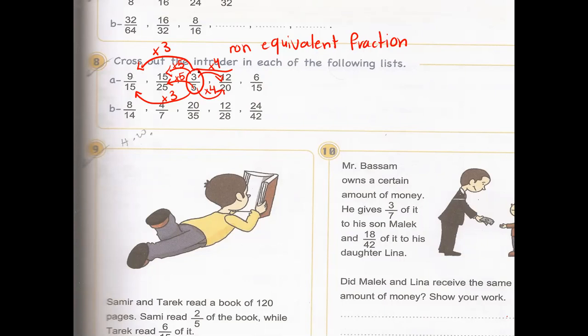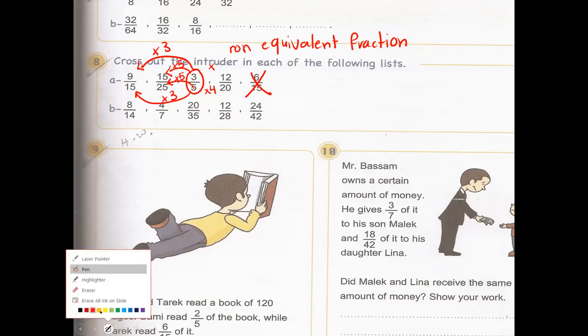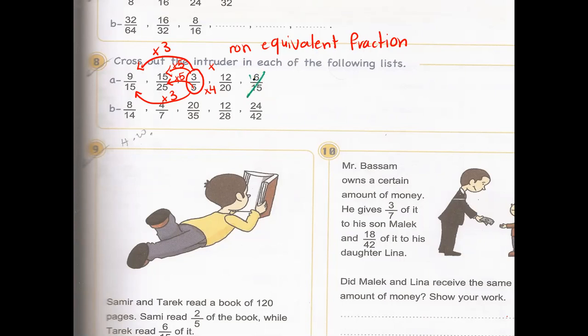We still have just 1. 3 times which number equals 6? 2. And 5 times which number equals 15? 3. We multiplied up by 2, down by 3. So they are different. We multiplied by different numbers. So it's the intruder. So the intruder here is 6 over 15. So I crossed out 6 over 15 because it's non-equivalent to 3 over 5. So on the first one, 6 over 15 is the intruder.